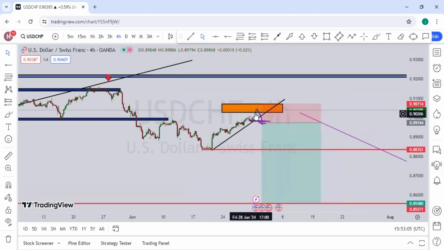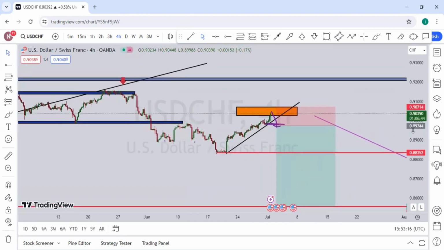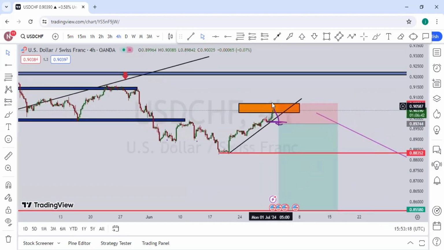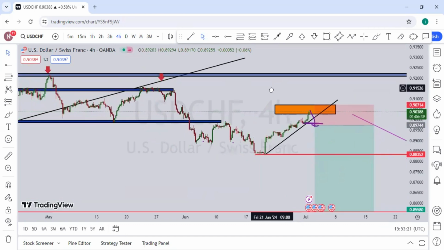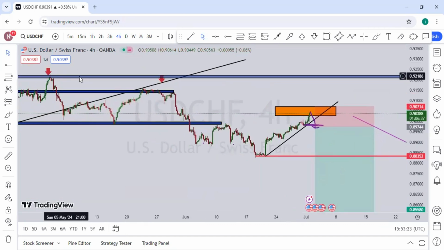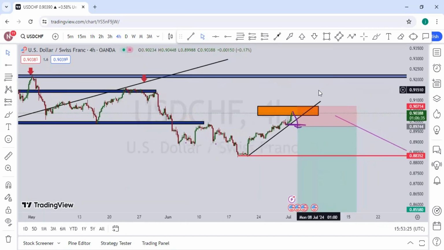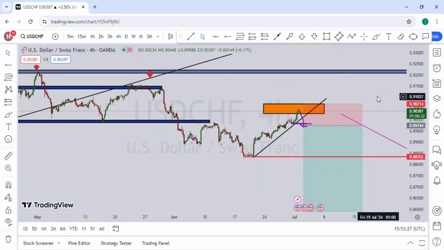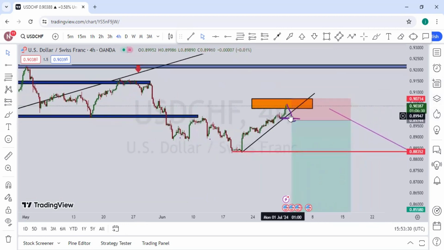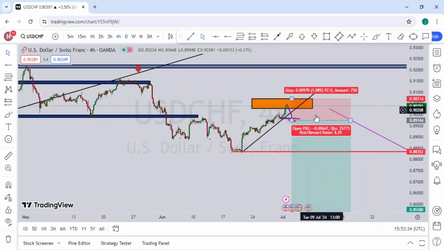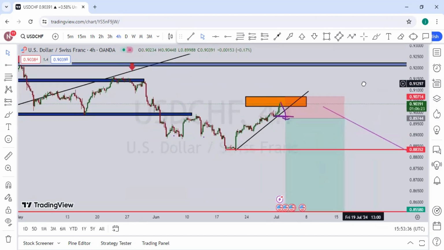So first thing, I want to see any reaction that will form above here so that I can know the market has started respecting the Fibonacci retracement. But if it continues to the upside, then I will wait for the market to come and reach this area, my main zone. But for now, I'm keenly waiting to see any reaction happening around here. And if the market breaks this trend line, then I will enter for a sell.